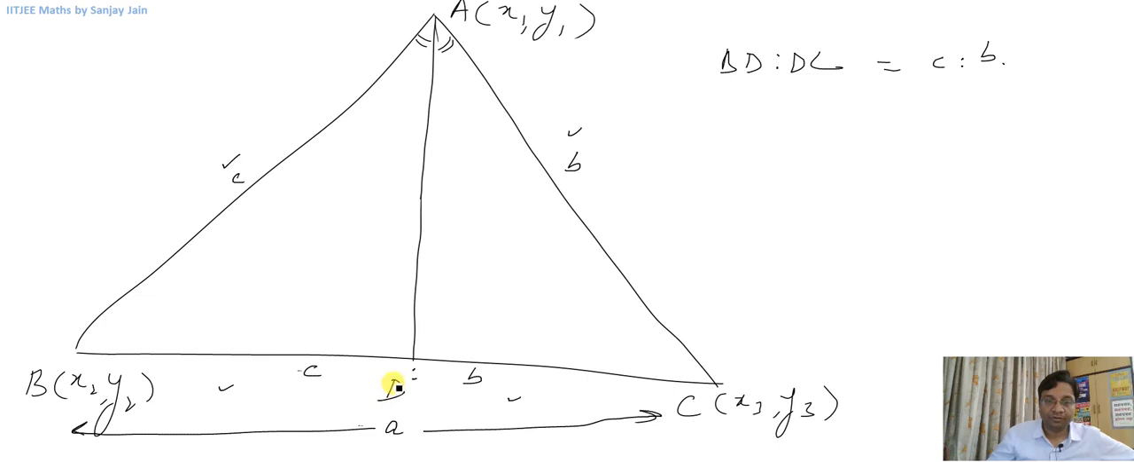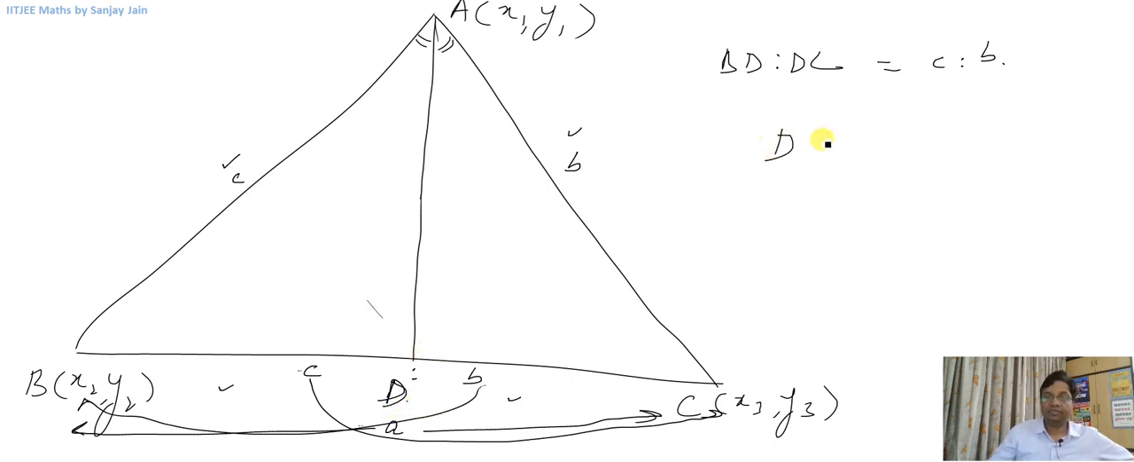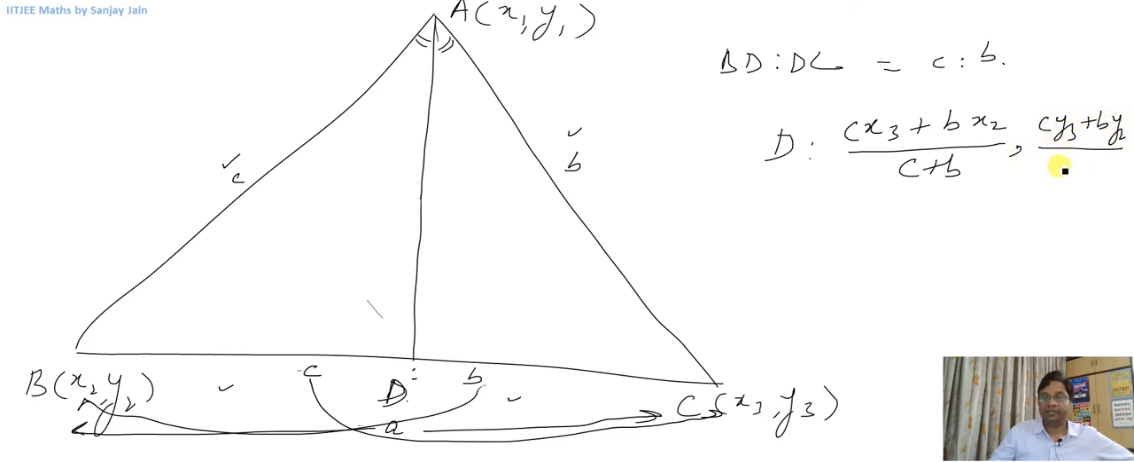Now using the section formula, can you find the coordinates of point D? Yes, the coordinates of D will be (c x3 plus b x2) divided by (c plus b), comma (c y3 plus b y2) divided by (c plus b). So I've got the coordinates of this point D.